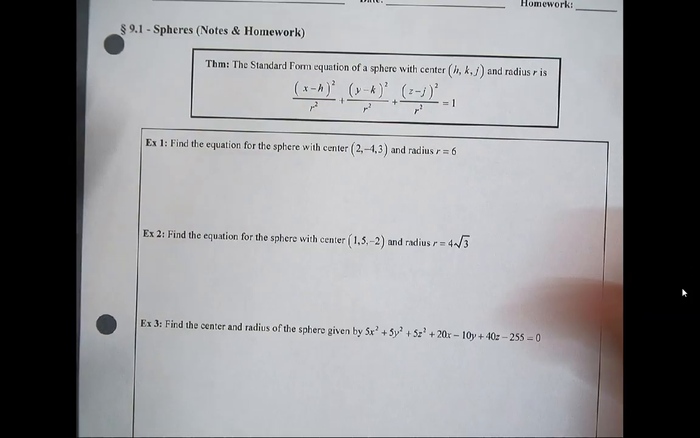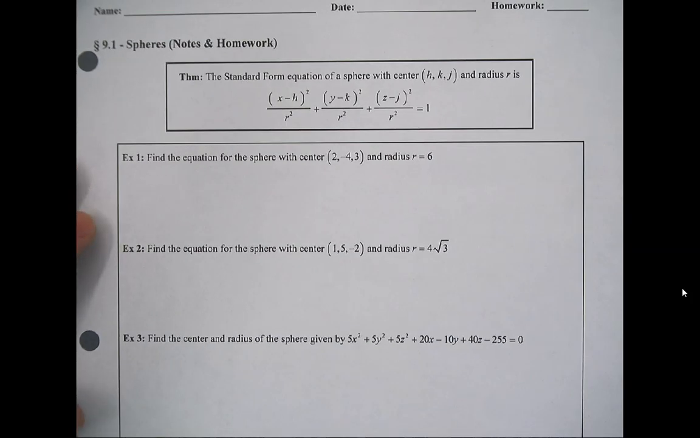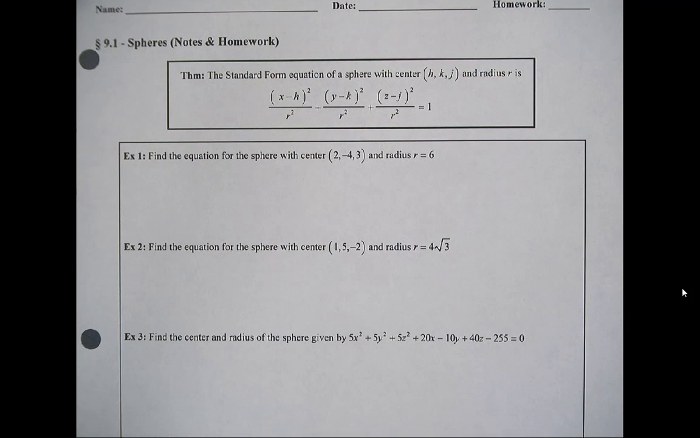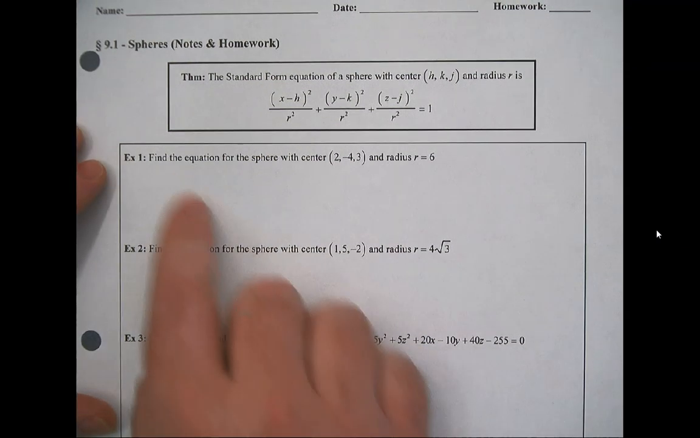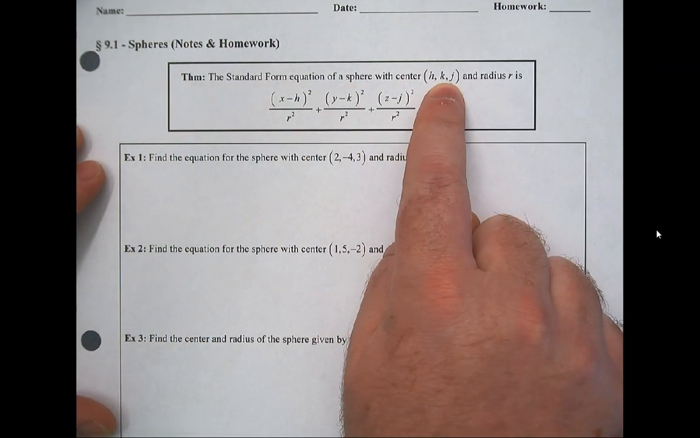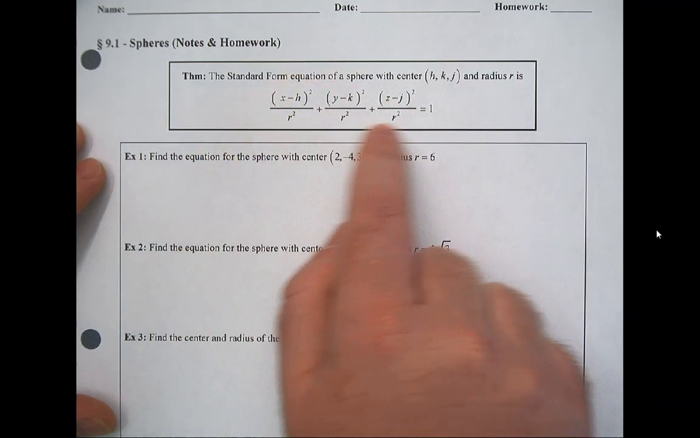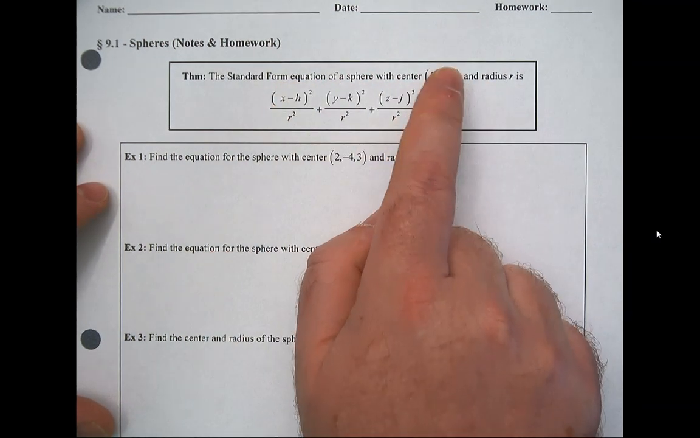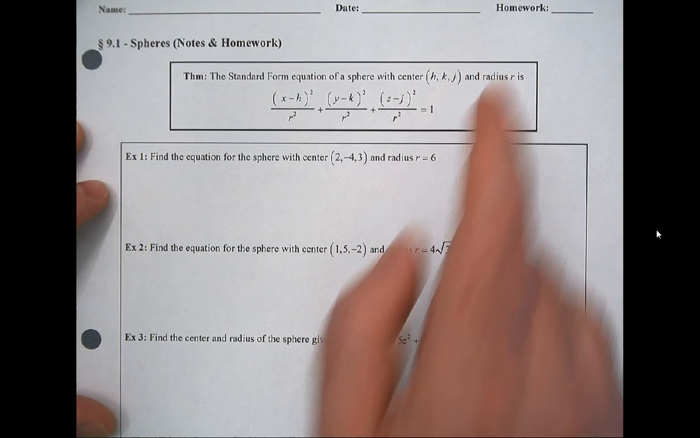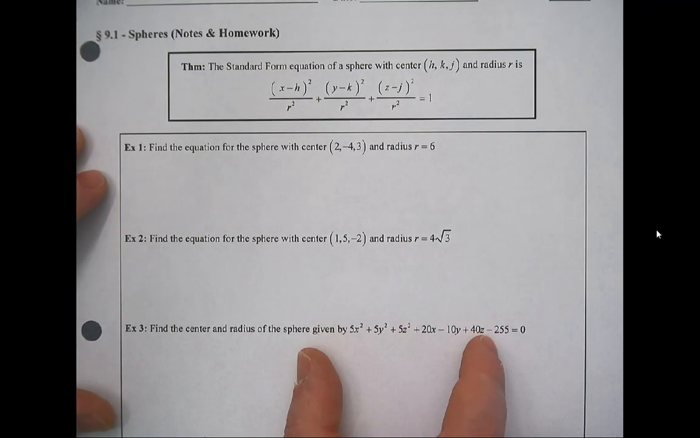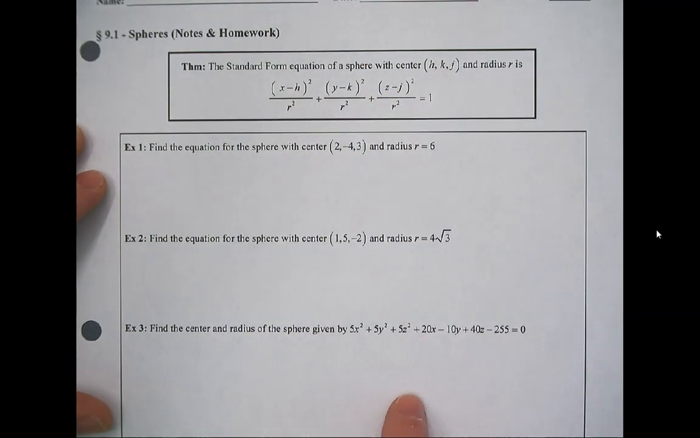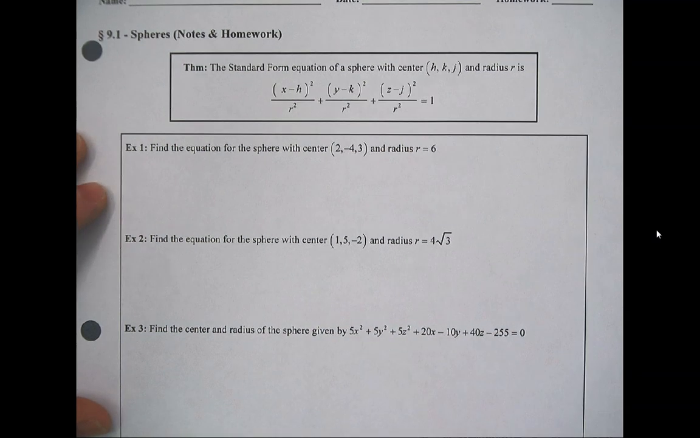So we've got a sphere. What's the difference between a sphere and a circle? Hopefully you remember that a sphere is three-dimensional where a circle is only two-dimensional. Our goal by the end of this is to be able to come up with an equation for the sphere given a center and a radius. And then we should also be able to take an equation that's not in standard form, this is general form, and figure out what the center and radius are by manipulating the equation algebraically.